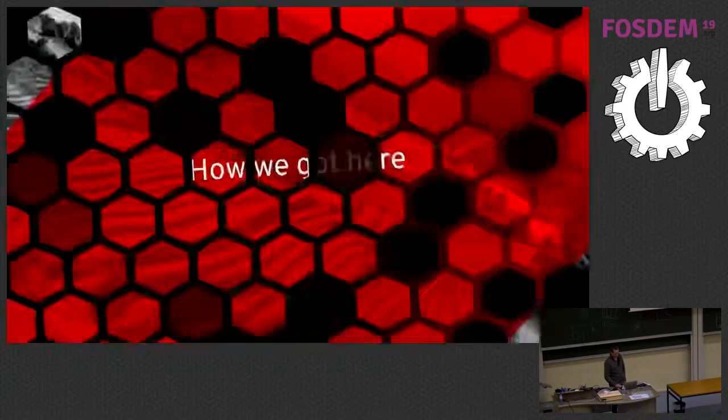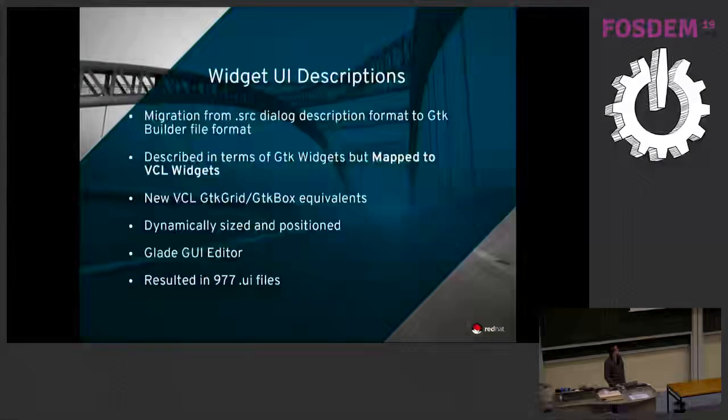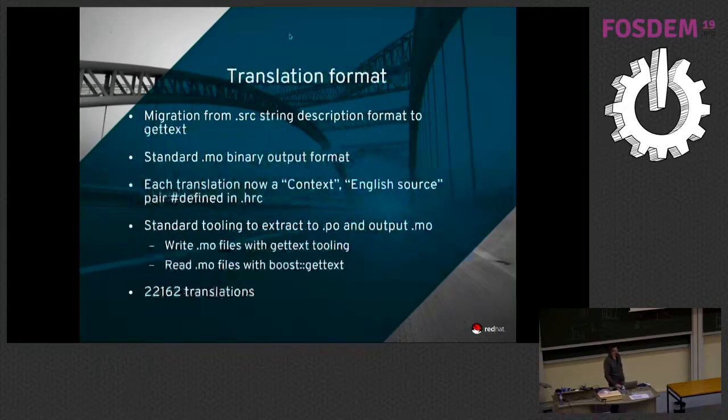Right. Just a quick summary of how we got here, which isn't that interesting at this point, but we converted the file format that the widgets are described in from a legacy file format to the GTK Builder file format as the first step. That was described in terms of GTK widgets, but actually implemented with the VCL widgets. We added some extra layout widgets so we could get all that dynamic layout support. And we could reuse then the Glade GUI editor, which gives us that large number of individual files describing the user interface.